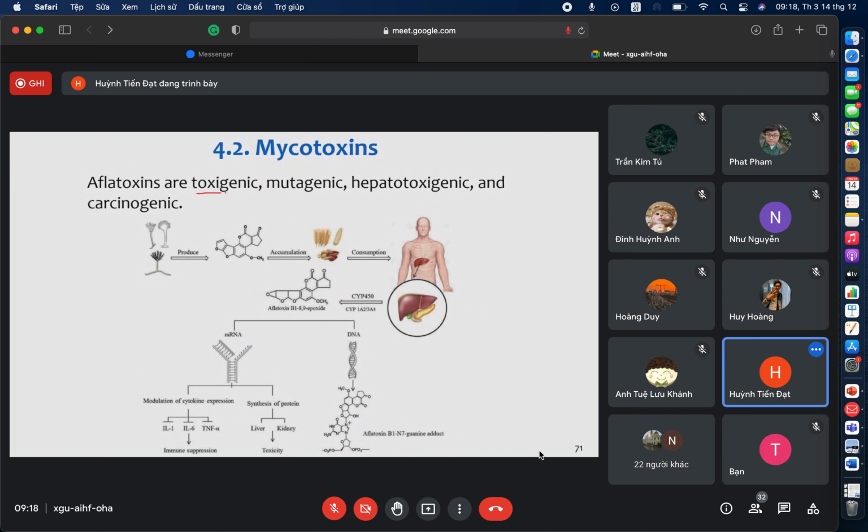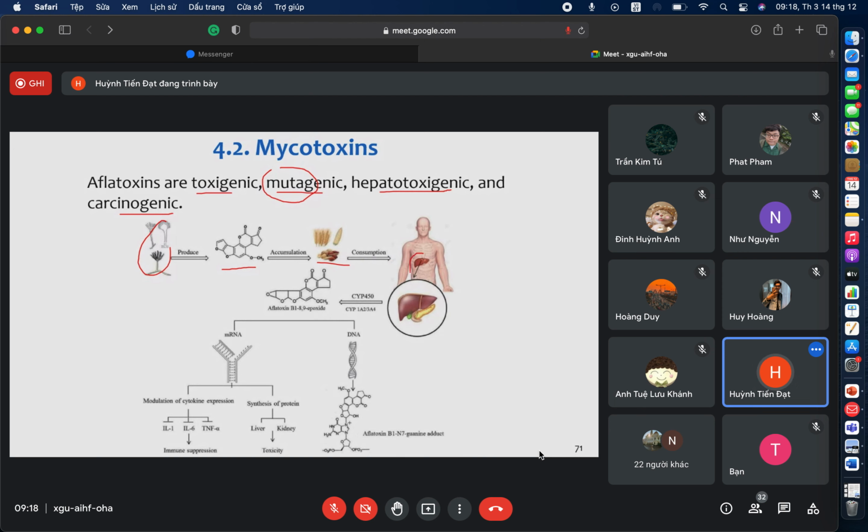Aflatoxins are toxicogenic, mutagenic, hepatotoxigenic, and carcinogenic. Mostly they are mutagens involved in teratogenic effects. Okay, so this sort of toxin can accumulate in the grains and in human food. After consumption, they lead into the human body.